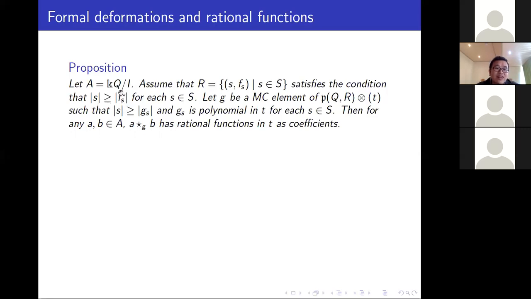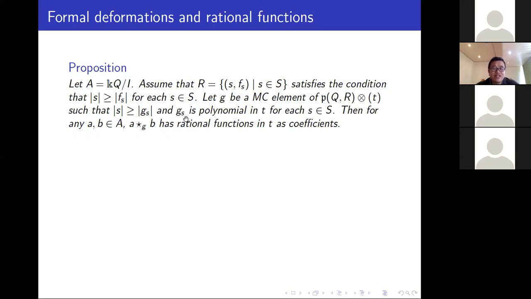Here the absolute value of Fs just means the maximal length of the path appearing in Fs. So we should add this condition if we pick a Maurer-Cartan element in this infinity algebra that also satisfies this length condition, and we also assume GS is a polynomial in T for each S. I think this is natural, right?